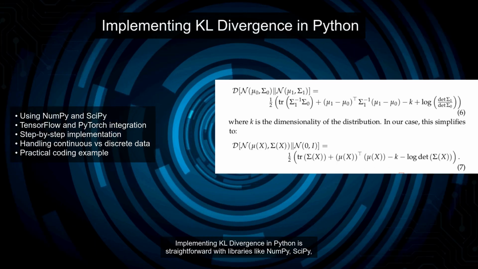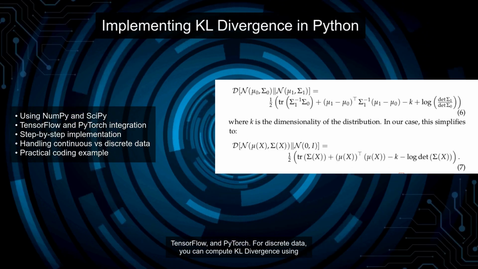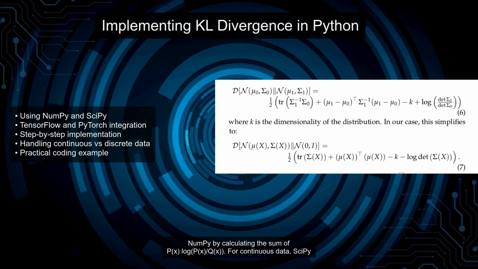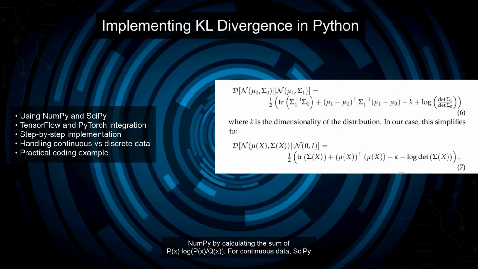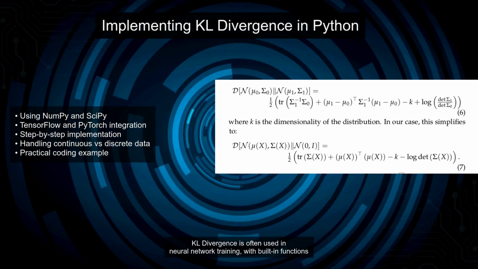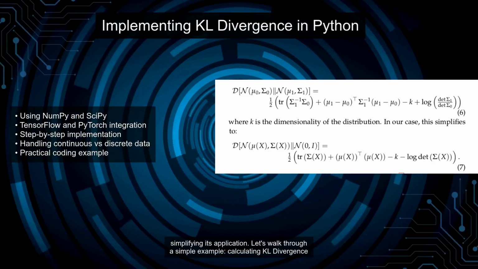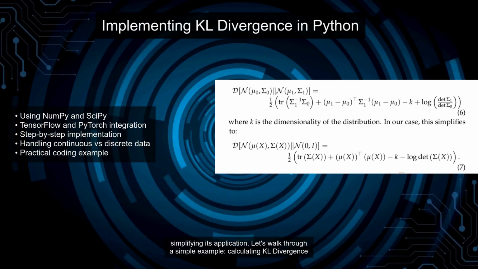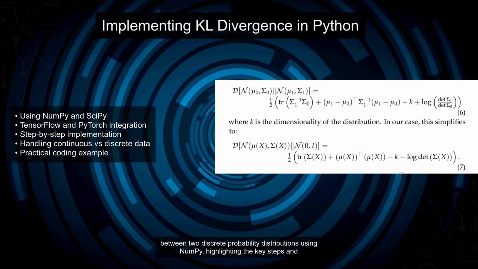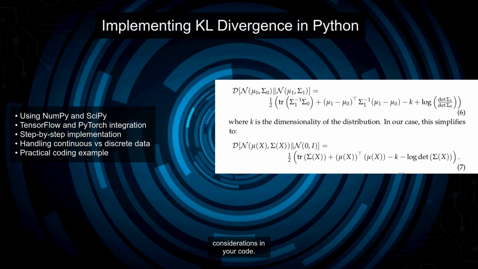Implementing KL divergence in Python is straightforward with libraries like NumPy, SciPy, TensorFlow, and PyTorch. For discrete data, you can compute KL divergence using NumPy by calculating the sum of P(x) log(P(x)/Q(x)). For continuous data, SciPy provides integration functions to handle the integral form. In TensorFlow and PyTorch, KL divergence is often used in neural network training, with built-in functions simplifying its application. Let's walk through a simple example, calculating KL divergence between two discrete probability distributions using NumPy, highlighting the key steps and considerations in your code.